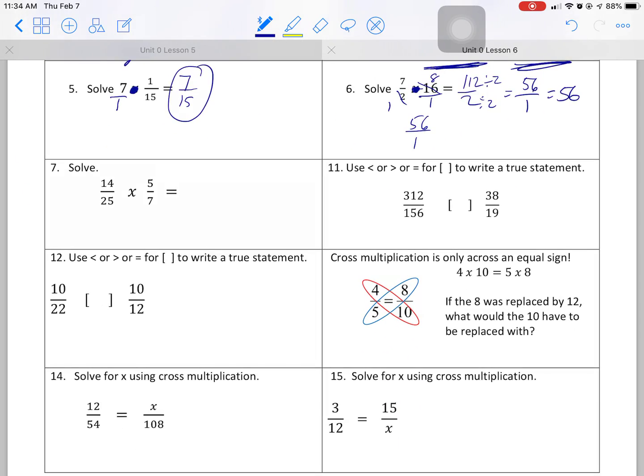Sorry for the horrible handwriting. All right, that's a dot. So 14 times 5 is 70. 25 times 7 is 175. That needs to be reduced. This ends in a 0. That ends in a 5. So they're both divisible by 5.